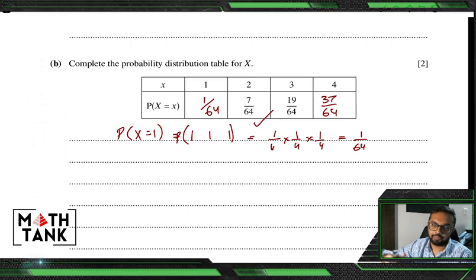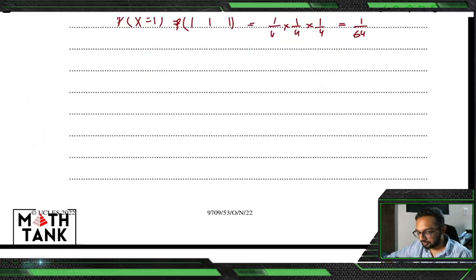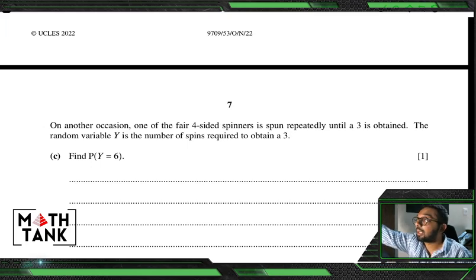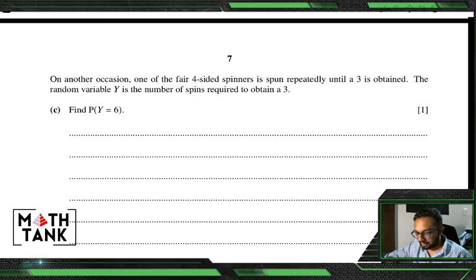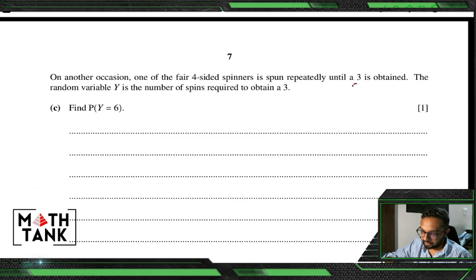1 and 4. Yeah, that is the correct answer. Then this next question is basically on another occasion, one of the four-sided spinners is spun repeatedly until a 3 is obtained. Okay, so I'm looking at the first success. So I'm looking at 3.